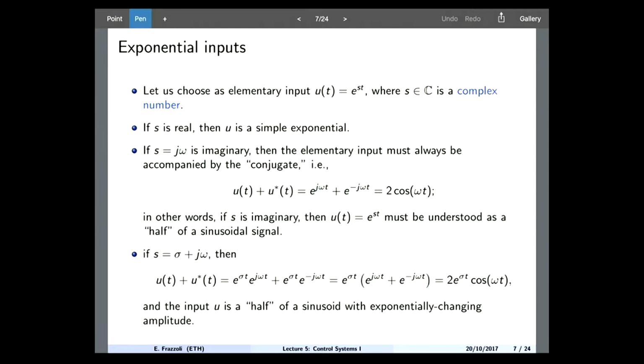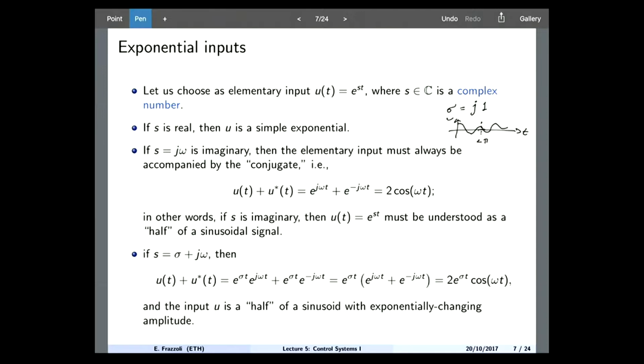Okay? So in that case, let's actually write it, right? So if I choose sigma to be 0 and the imaginary part to be j1, then this corresponds to a sinusoid of frequency, so the period will be 2 pi, okay? It's 1 radian per second. Okay? So this would be time, and this would be u, okay? You get the point?